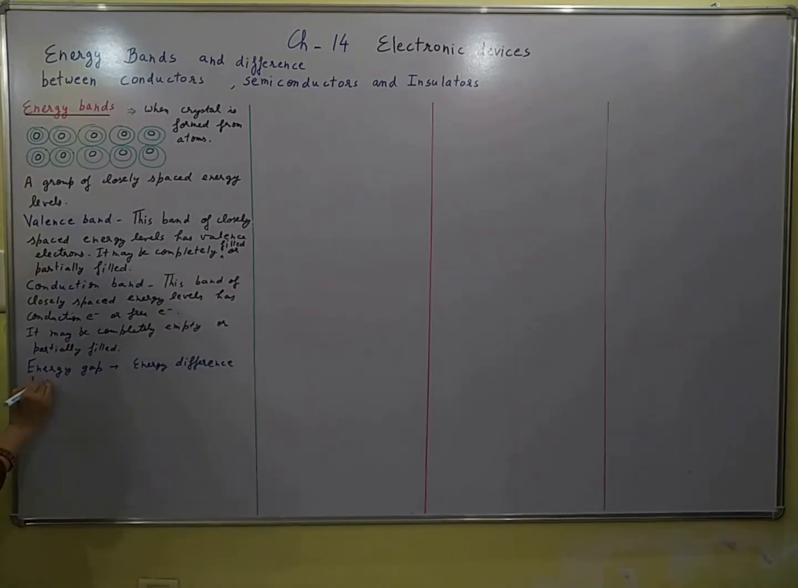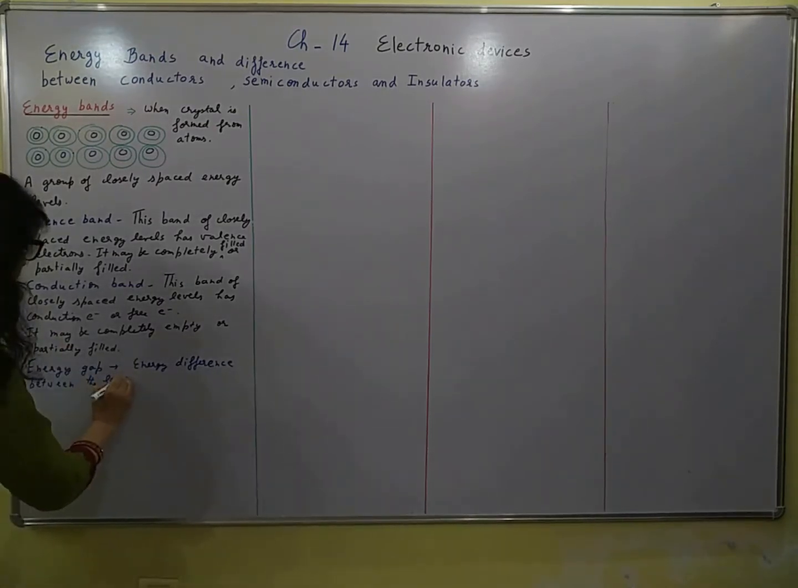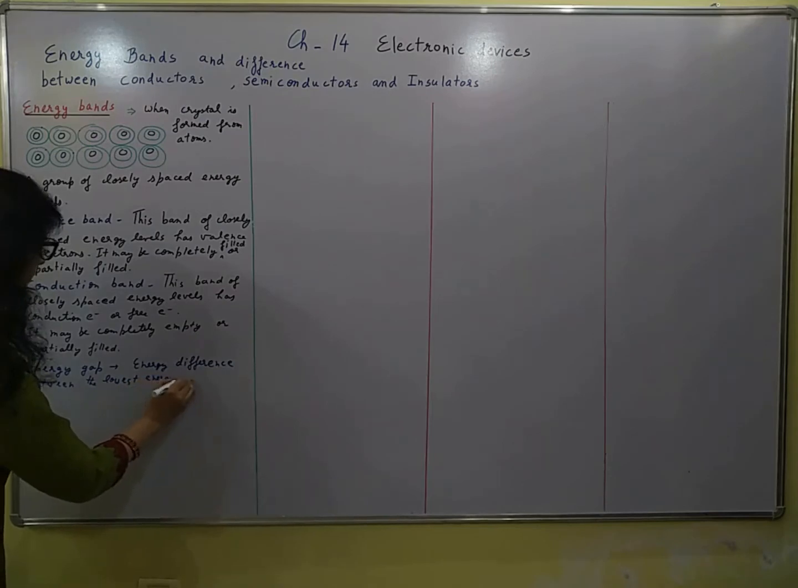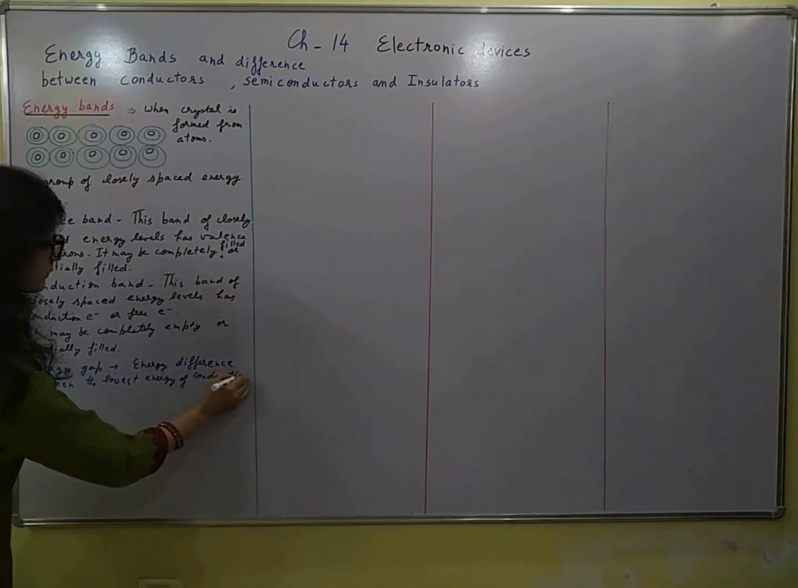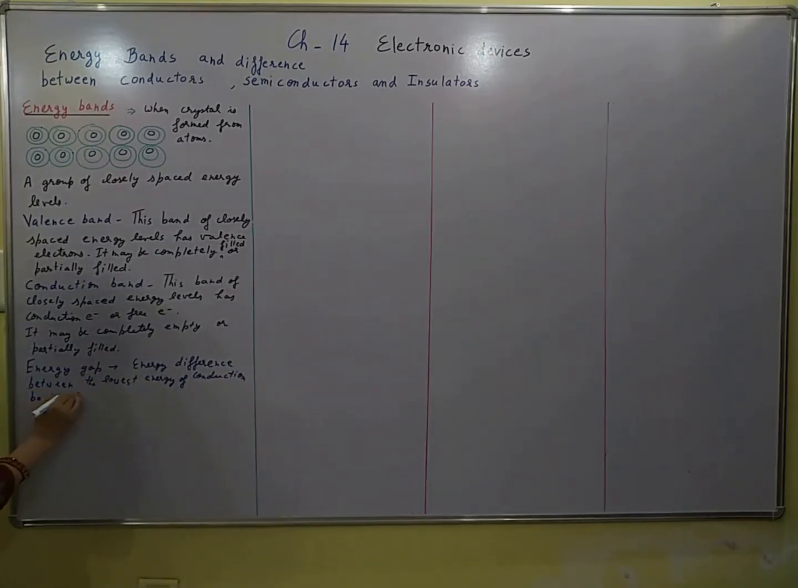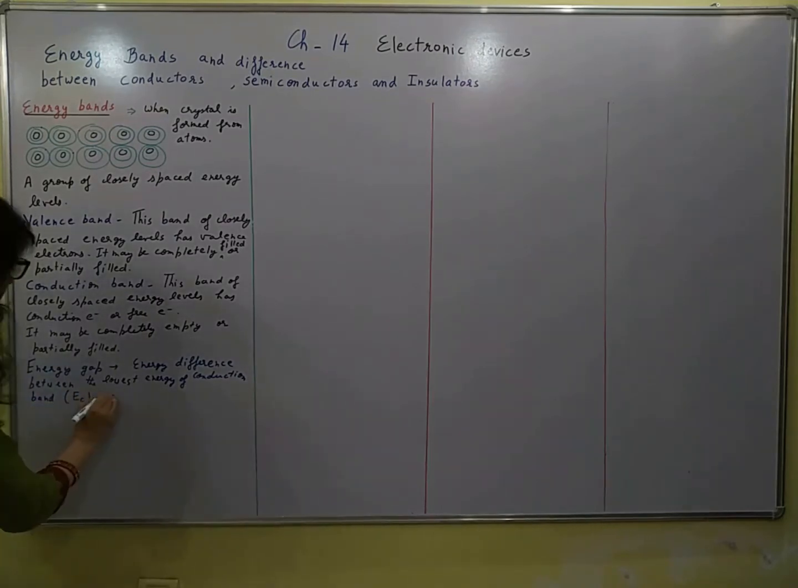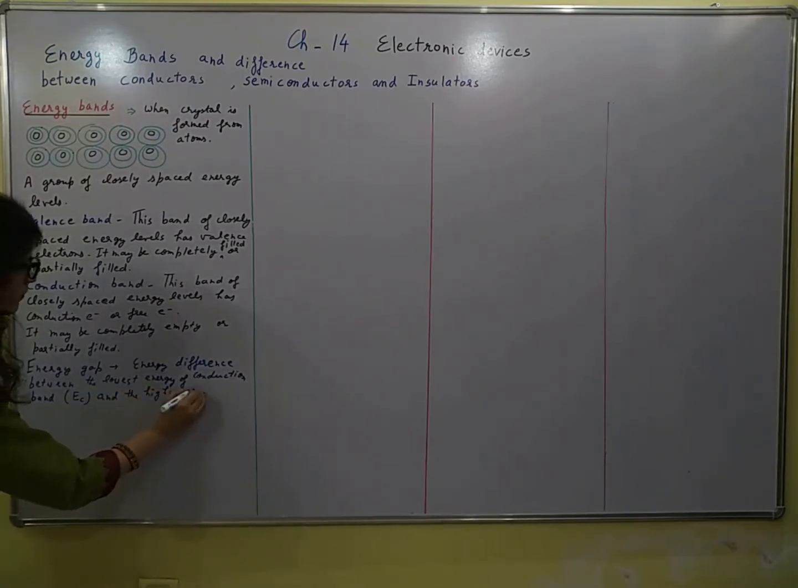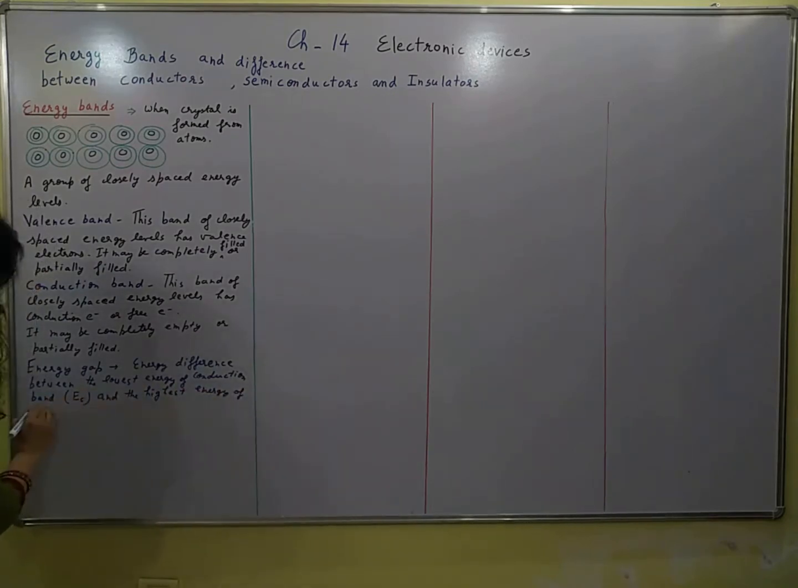It is the energy difference between the lowest energy of the conduction band, that is denoted by EC, and the highest energy of the valence band, that may be denoted by this. Okay, so this is all about energy bands.